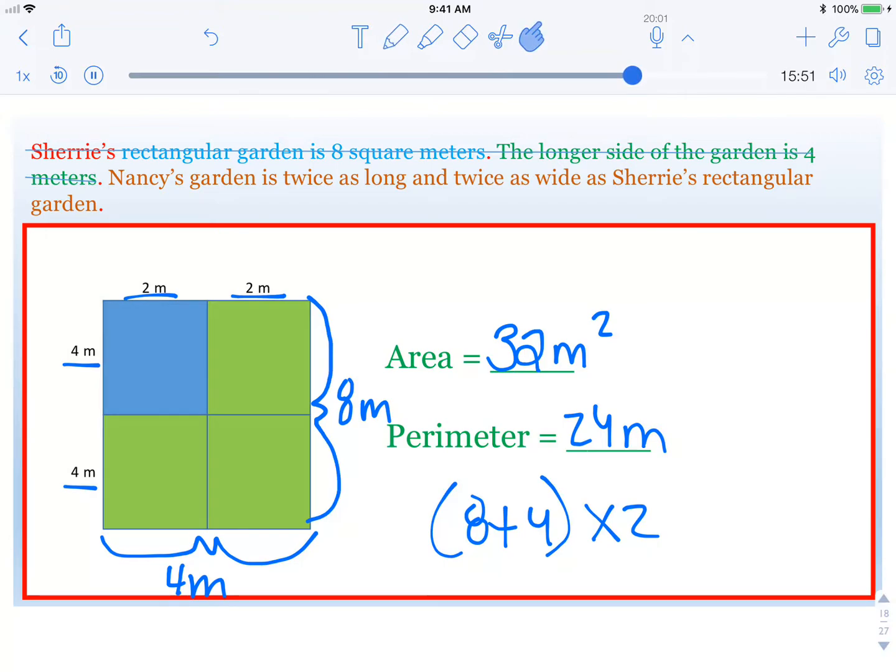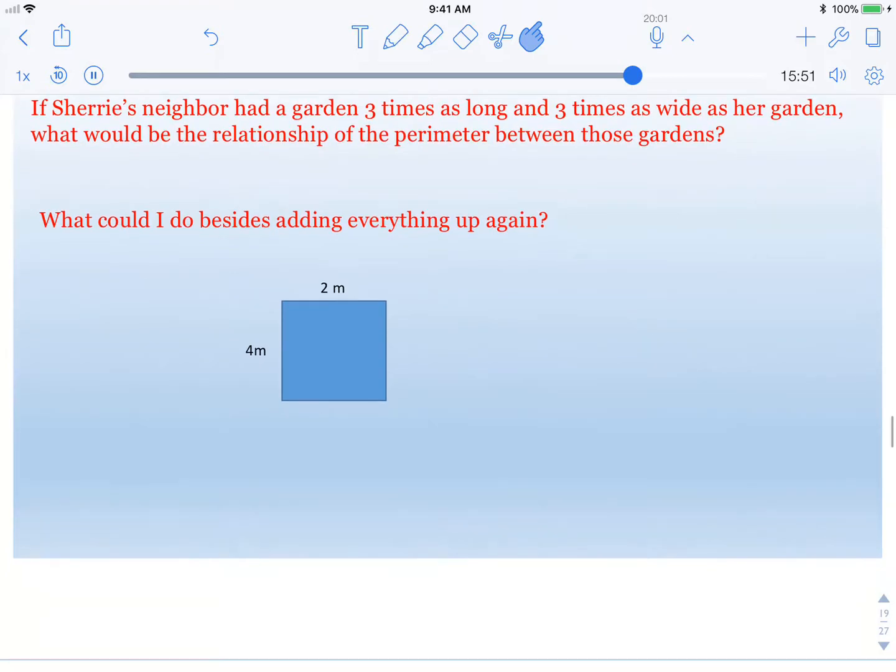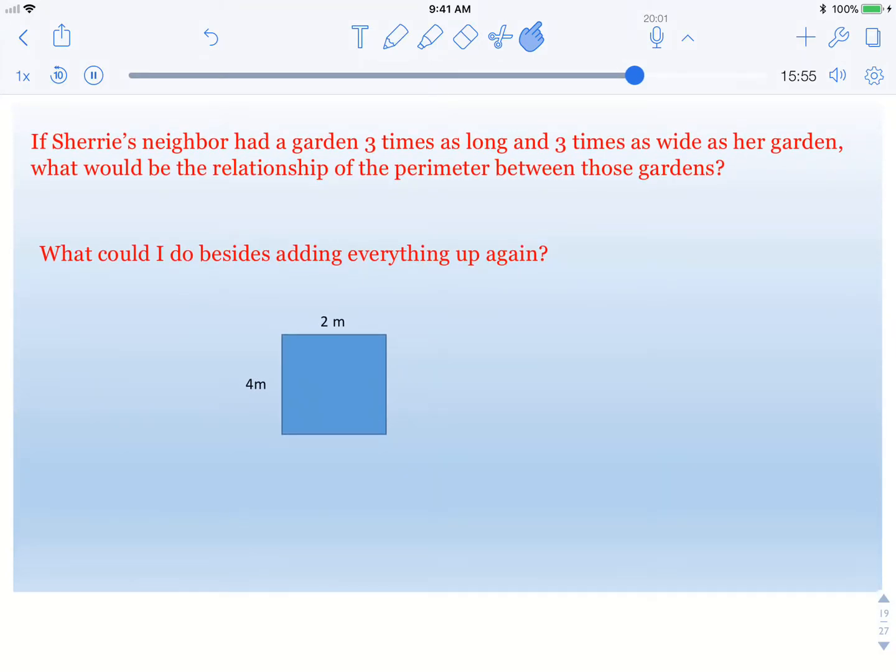So if Sherry's neighbor had a garden 3 times as long and 3 times as wide as her garden, what would be the relationship of the perimeter between those gardens? What can I do besides adding everything up? Go ahead and pause and discuss this.